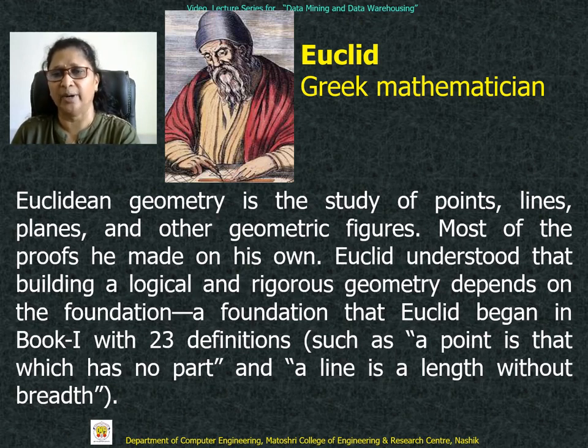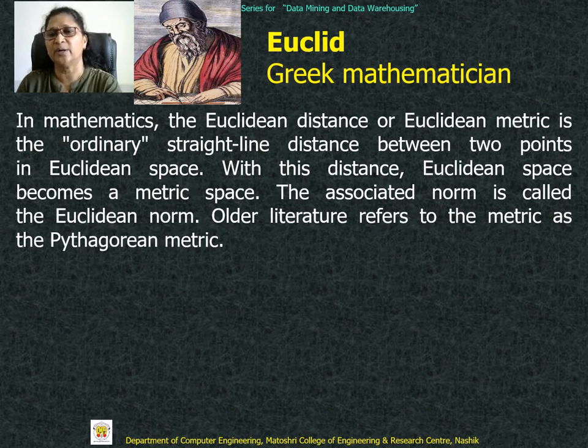Euclidean geometry is the study of points, lines, planes and other geometric figures. Most of the proofs he made were his own. Euclid understood that building a logical and rigorous geometry depends on a foundation. A foundation that Euclid began in book 1 with 23 basic definitions, such as a point is that which has no parts, and a line is length without breadth. In mathematics, the Euclidean distance or Euclidean metric is the ordinary straight line distance between 2 points in Euclidean space. With this distance, Euclidean space becomes a metric space. The associated norm is also called the Euclidean norm. Older literature refers to the metric as the Pythagorean metric.